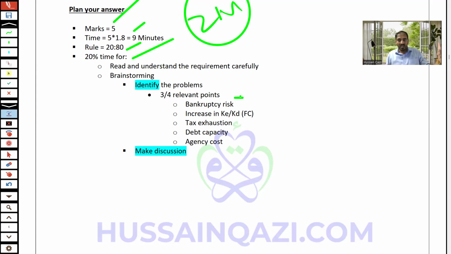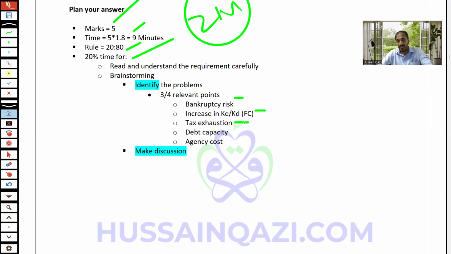That's if we move toward the debts, the company is not able to pay interest and the principal. Increase in required return of the equity and debt holder, that is finance cost. Tax exhaustion: if interest level is more than the taxable profit or tax allowable threshold, you will not be able to get any tax benefits from interest.